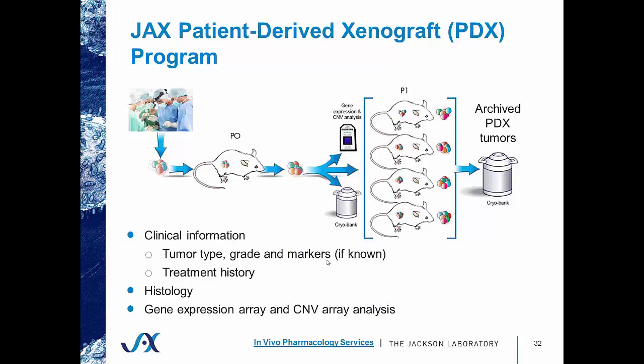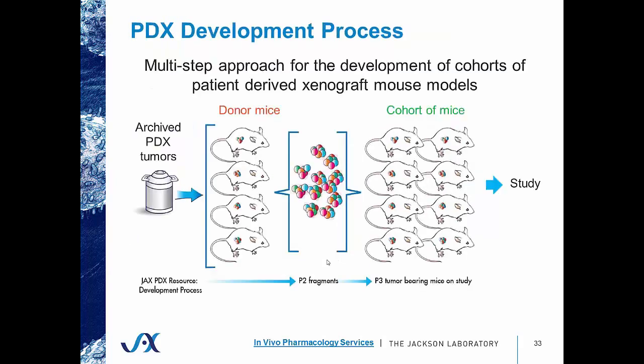And so information that's taken typically at the P0 and P1 stage are the tumor type, as well as the grade and any markers if we know, as well as the treatment history, including treatments that were successful and which ones were not successful. Finally, histopathology is performed by a hospital clinician who is trained to look at human samples, as well as gene expression array and copy number variation array analysis.